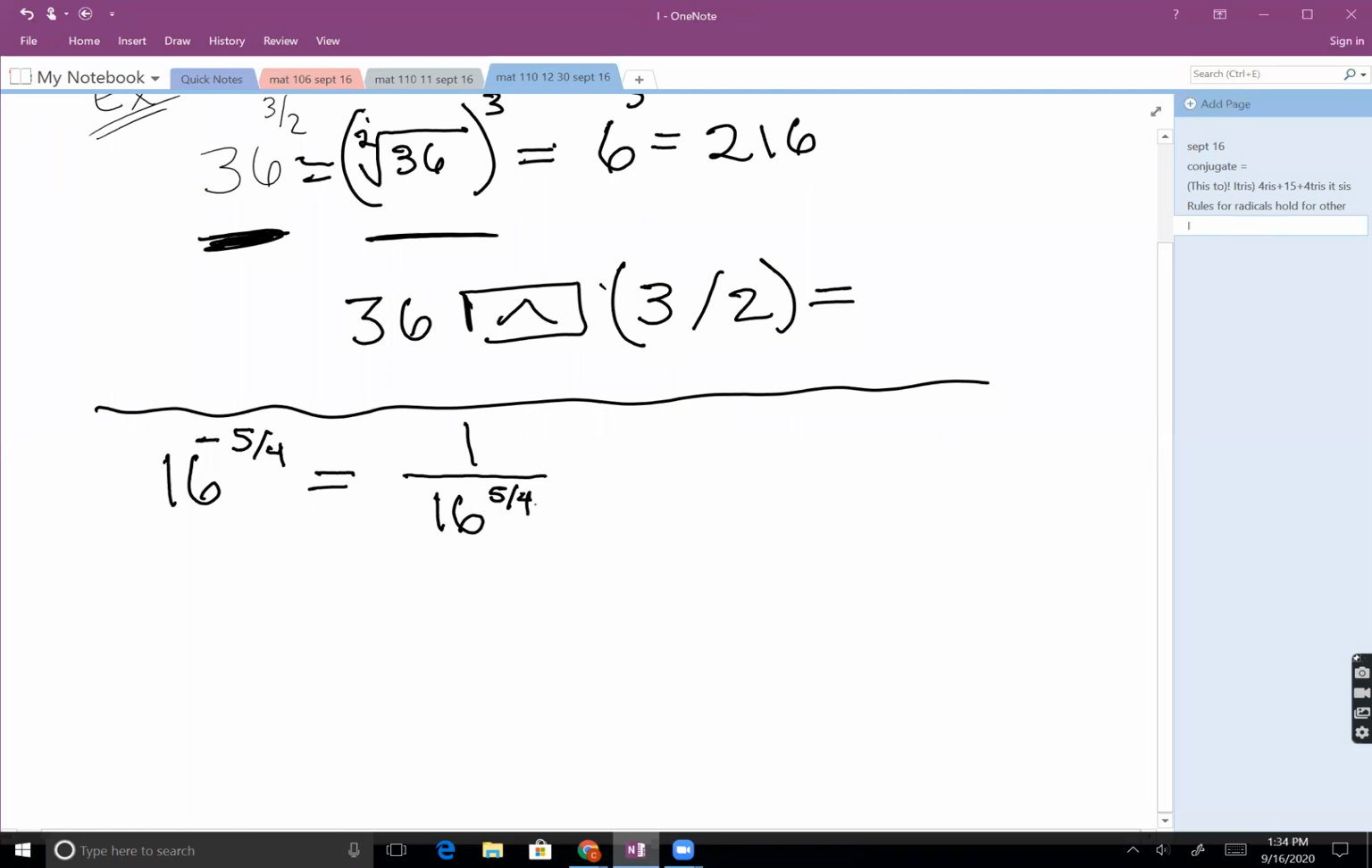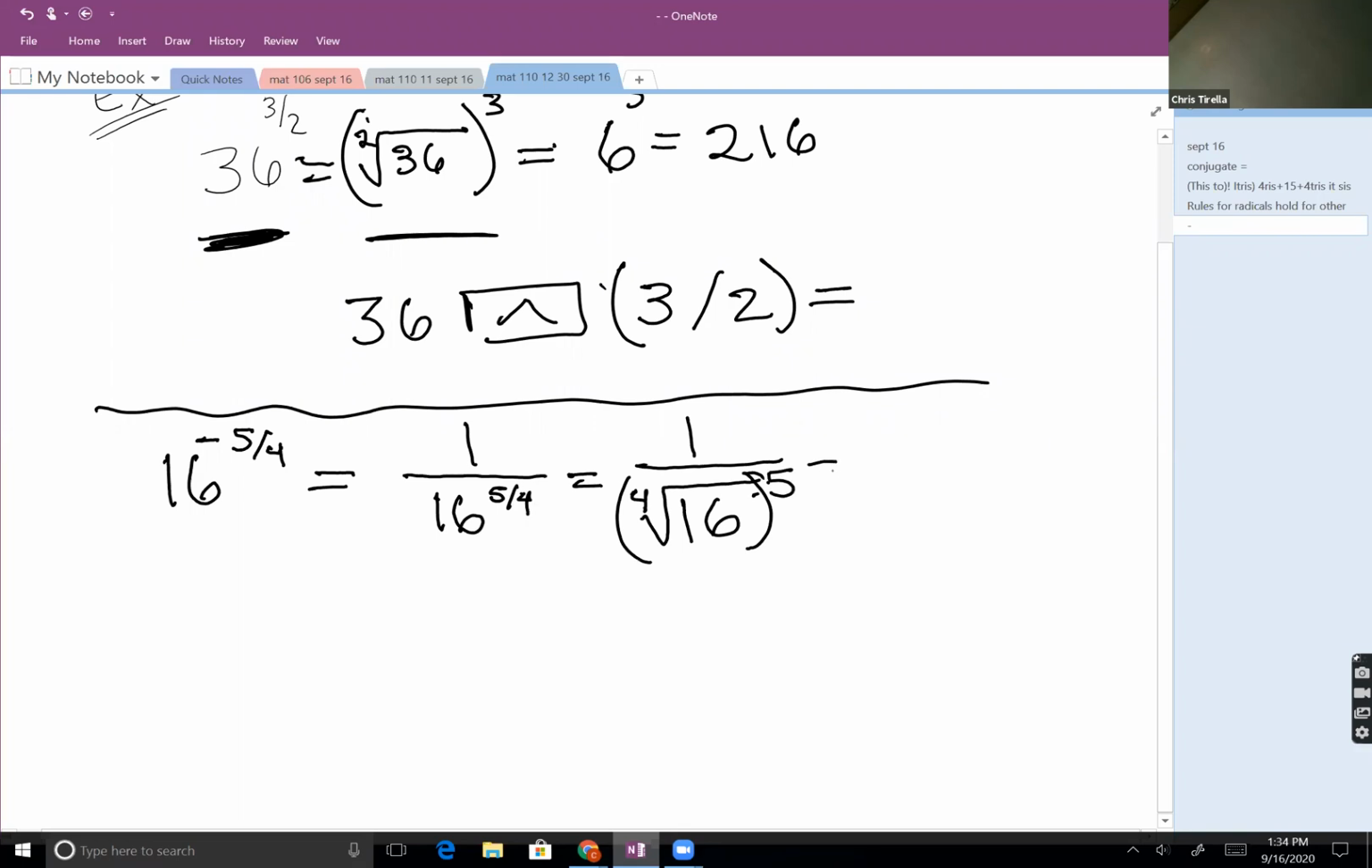Then that fractional exponent means I'm taking a root of 16. The denominator is the index. The numerator is an exponent. So what number to the 4th power gives me 16? Will you trust me that it's 2? And then when I raise it to the 5th power, my final answer would be 1/32.